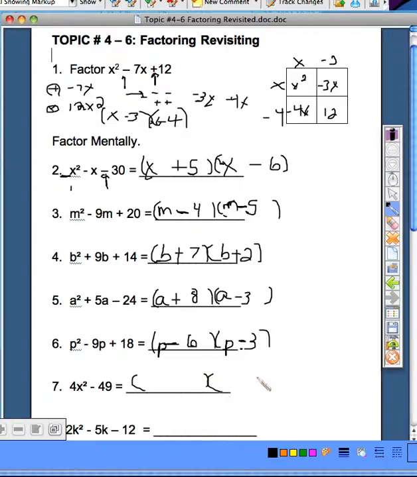All right, now looking at this, we have a coefficient in front. This is not a trinomial. This is a binomial. Minus sign between, red alert, it could be a difference of squares. So you look at each element and find out, yes, I can take the square root of 4x squared, and yes, I can take the square root of 49. So it must be a difference of squares. So my answer is going to be 2x minus 7 and 2x plus 7.